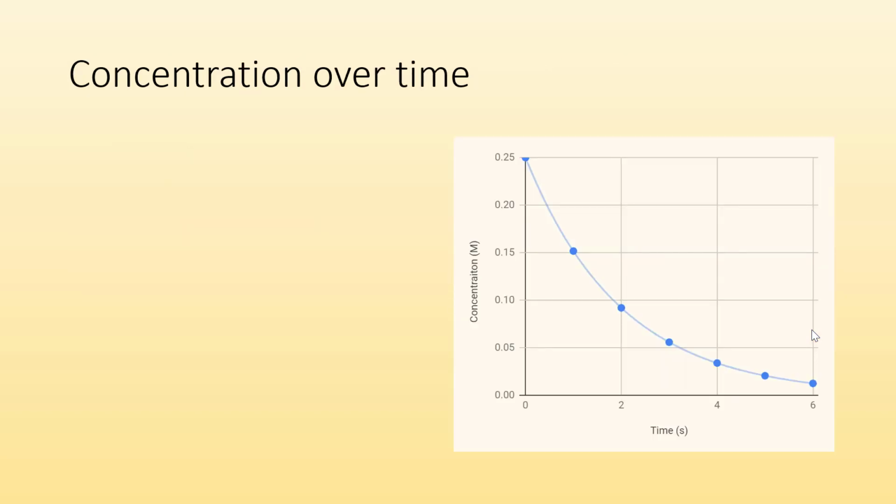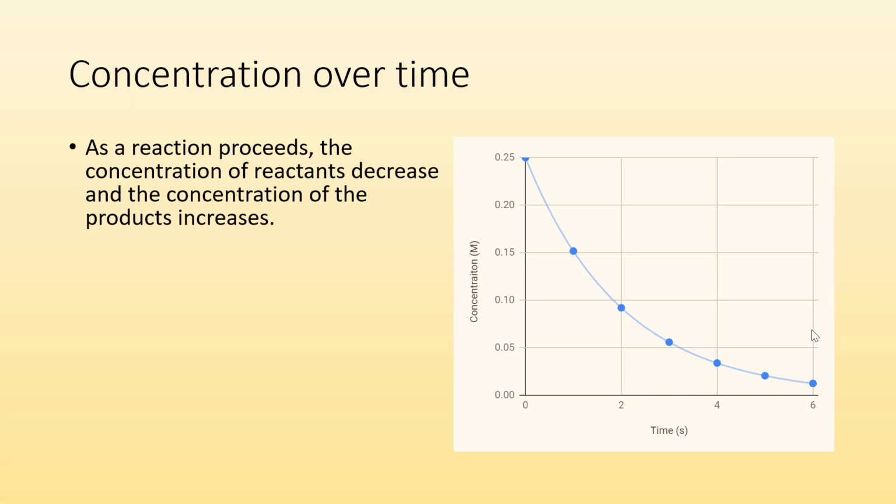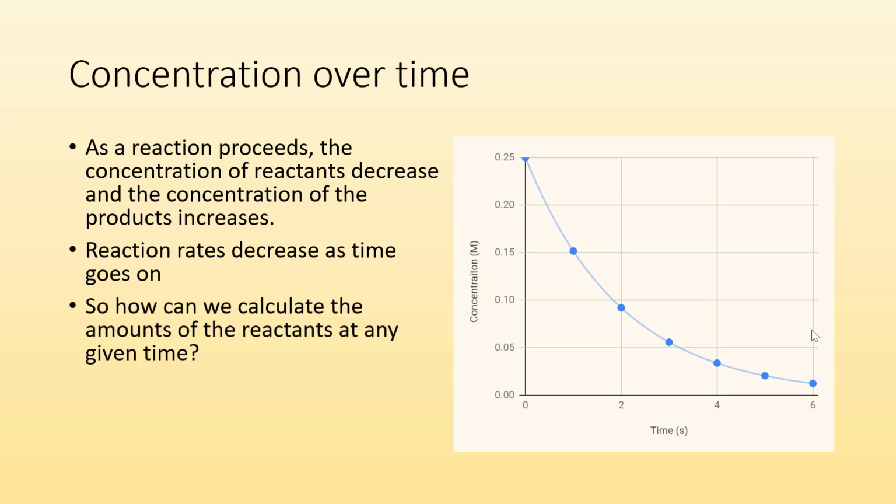So let's talk about concentration over time. As a reaction proceeds, the concentration of reactants decreases and the concentration of products increases. That should hopefully make a lot of sense to you. You're using up the reactants and you're making some products. So reaction rates decrease as time goes on because we're using up those reactants. Things are going to go slower as time proceeds.